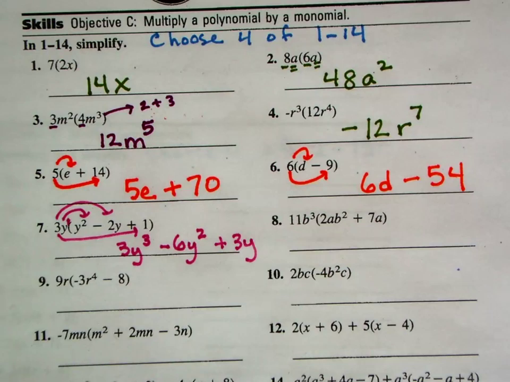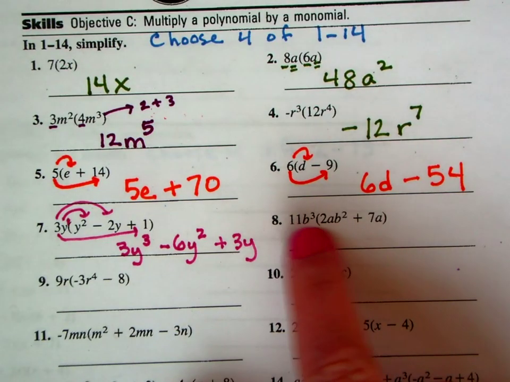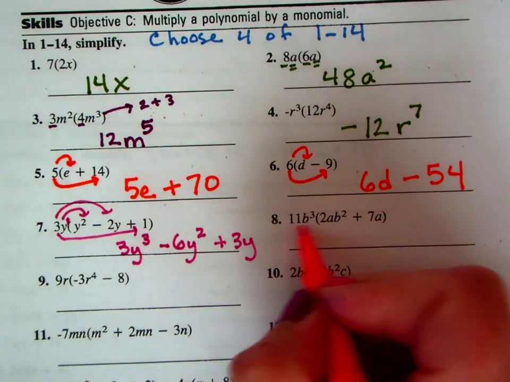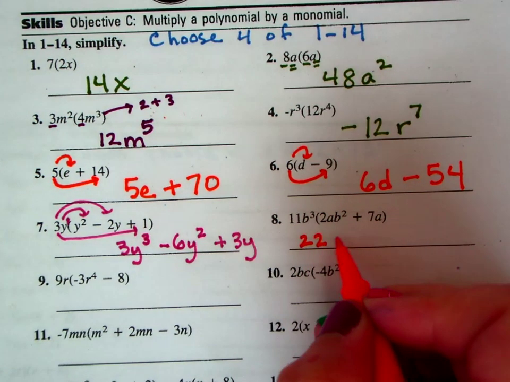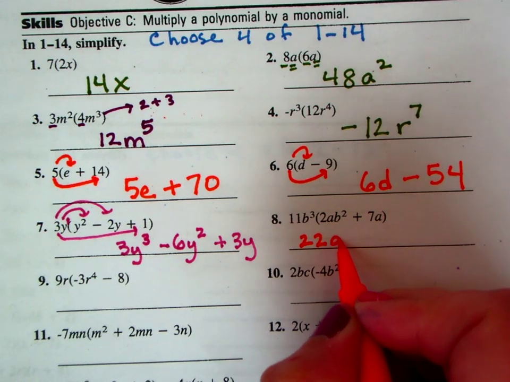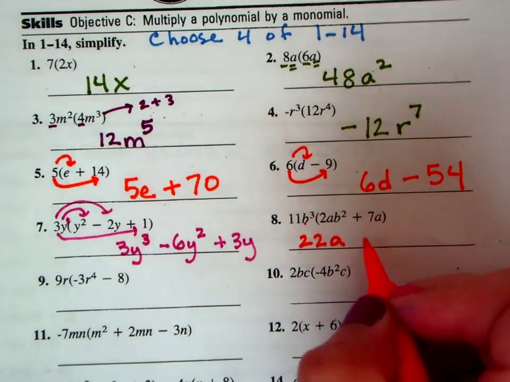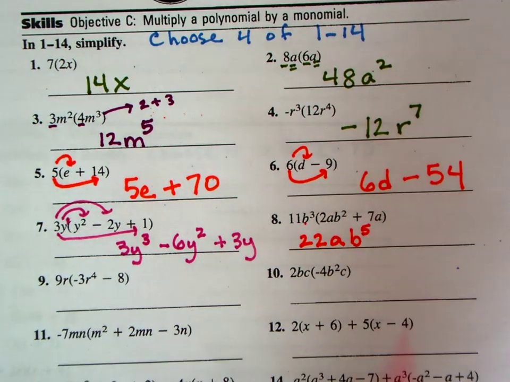Now these get a little bit trickier here. We don't have any a's here, so we just leave the a's. But we can combine some b's. So 11 times 2 is 22. Now we still have the a. I prefer to write it first, kind of alphabetical order. It doesn't actually matter. But b cubed times b squared is b to the fifth. 2 plus 3.